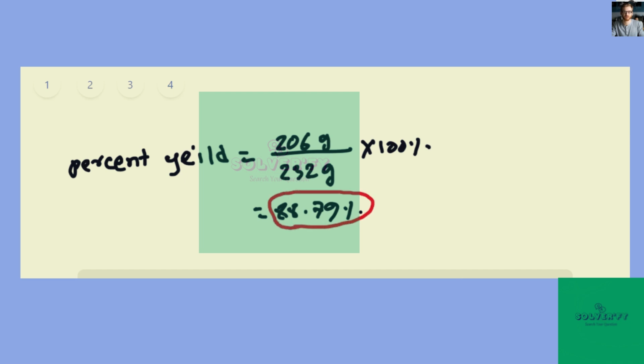So this is the percent yield of C2H5Cl produced if 206 gram of actual yield is found in the reaction.